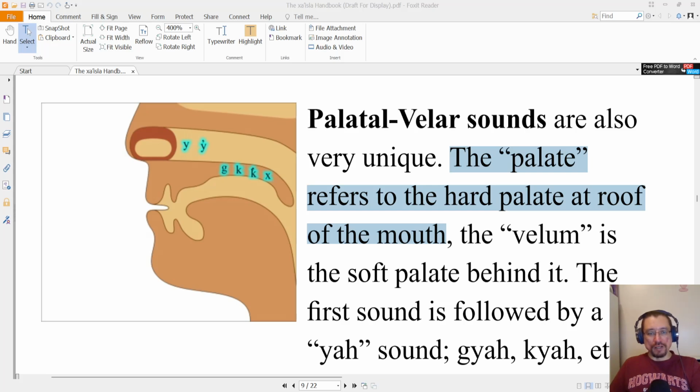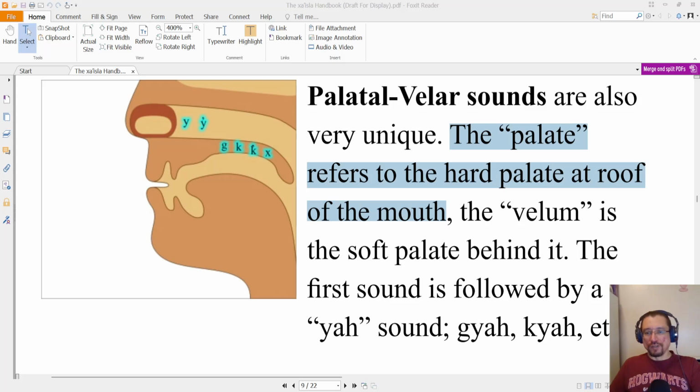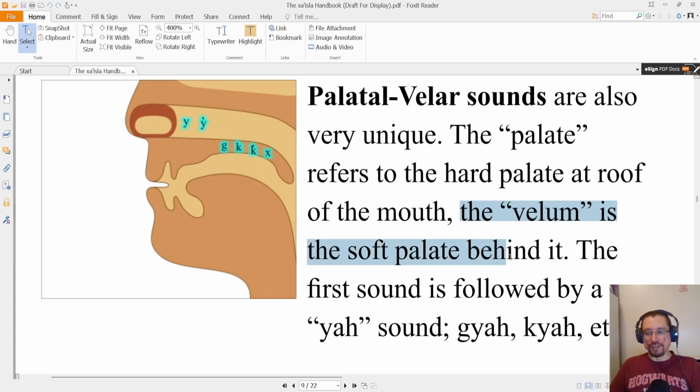What happens is that the top of your tongue comes up towards your hard palate, and it starts off in that position, and then your tongue kind of moves forward with a lot of these sounds. So that's where these individual sounds are made, and then we have the resonant sounds in the nasal passage. So the hard palate is the very center of the roof of your mouth. The velum is the soft palate behind it. So the velum is back here. So this is the palate. This is the velum. That's where these sounds are generally made.